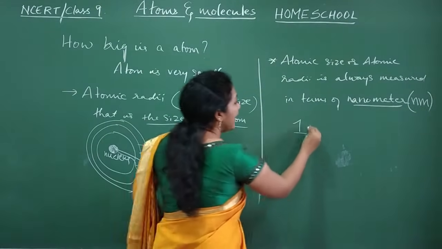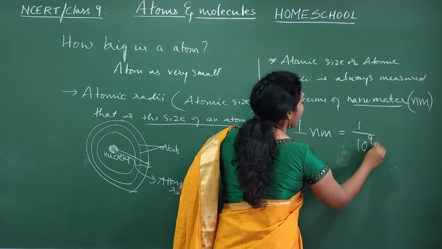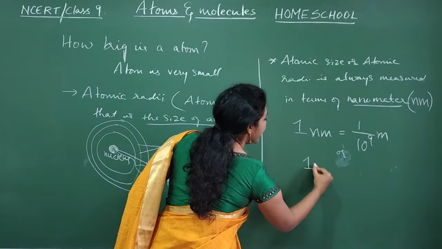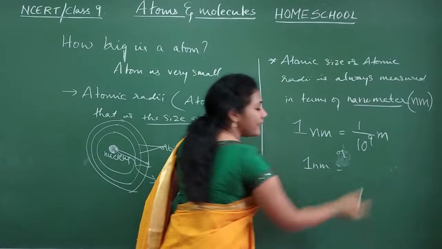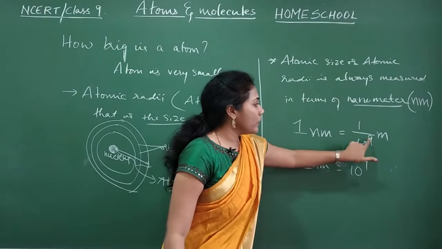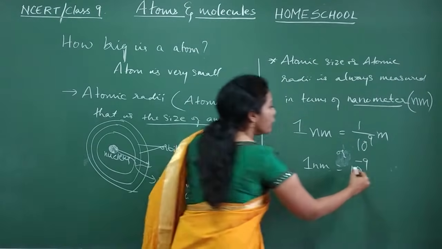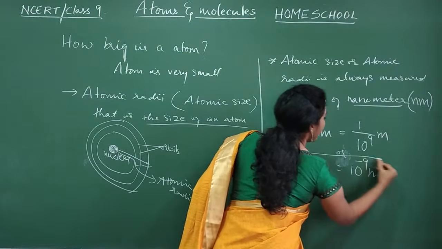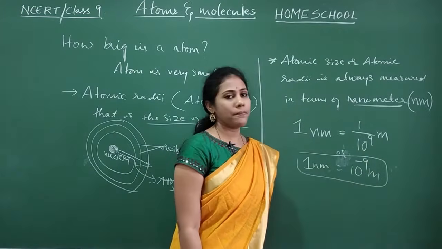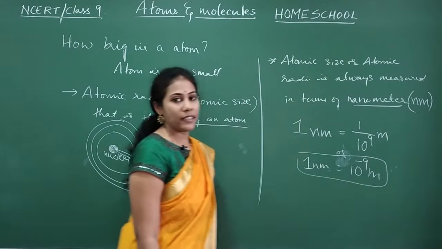1 nanometer is equal to 1 divided by 10 to the power of 9 meters. In other words, I can write it as 10 to the power of minus 9, because if the denominator 10 to the power of 9 goes to the numerator, plus 9 will become minus 9. So if you feel it is difficult to say 10 to the power of minus 9, just remember this: 1 divided by 10 to the power of 9 meters is equal to a nanometer.